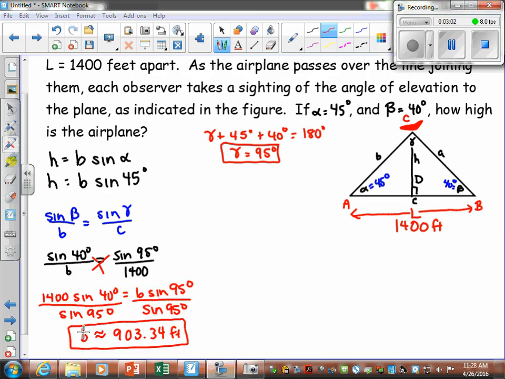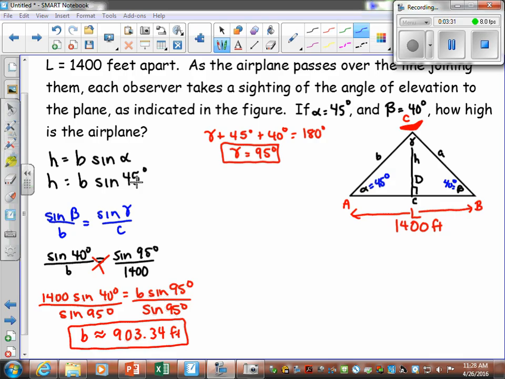Okay, so we have B is approximately 903.34 feet. Now, first of all, let's go back. How high is the airplane? So ultimately our goal is to find what? H. Now when we started with H, we knew we needed B times the sine of 45 degrees. We didn't know B, so then we had to find our missing angle, and then we used the law of sines. Well, now that we have B, we can go ahead and see if we can find H at this point.